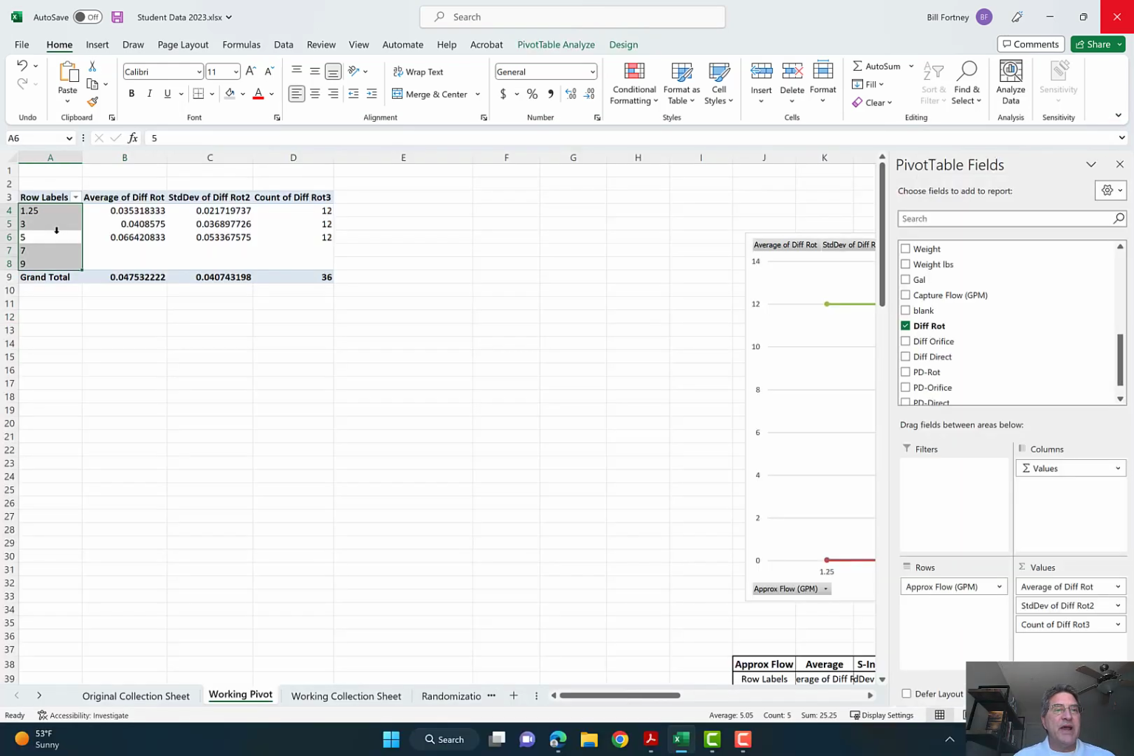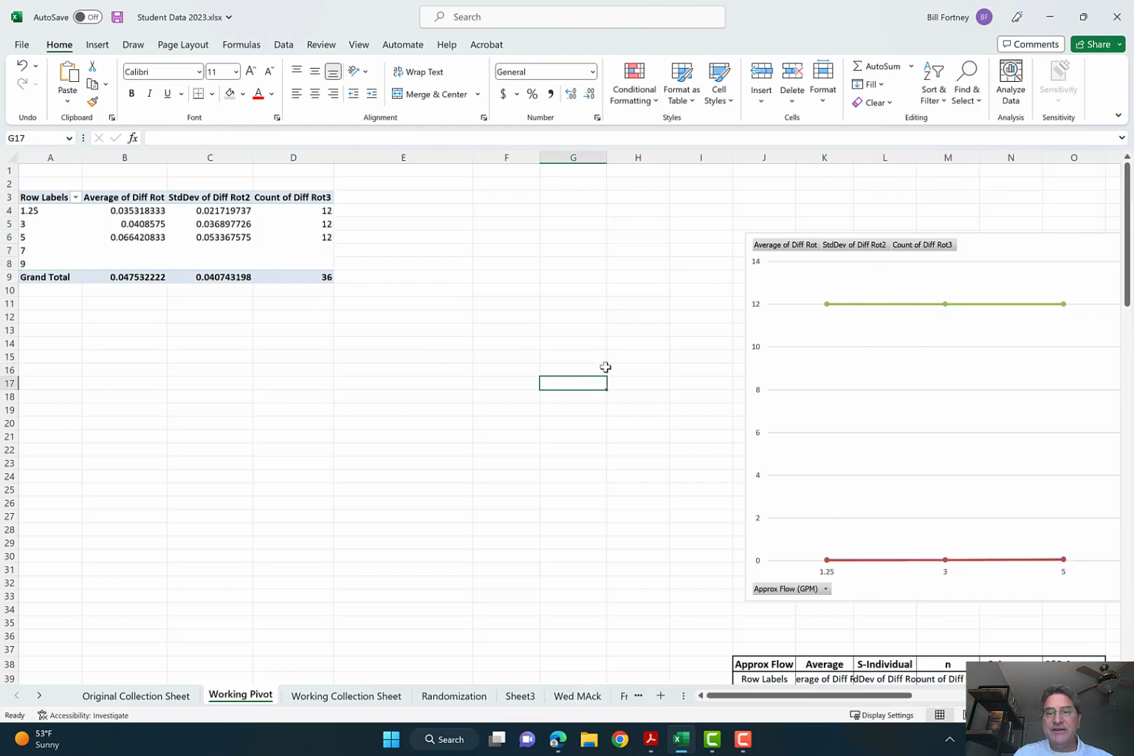Okay, so we looked in class at my pivot table, and I've pulled down the average difference of the rotometer, the standard deviation difference of the rotometer, and the count of the rotometer. So you see I've got my values here. I've already looked at all my data and decided it was consistent within the three measurements for each group. The groups themselves were consistent, so I averaged that. And then the days were consistent. So all the data has been put together.